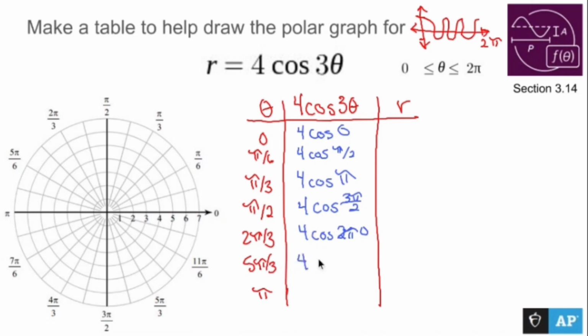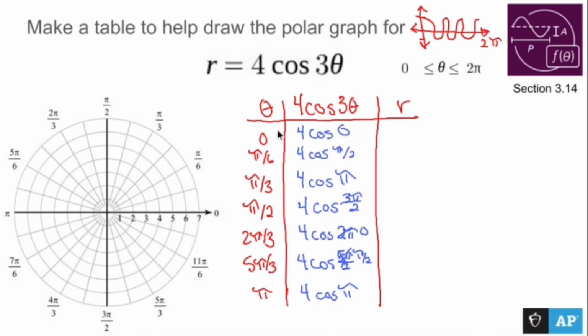4 cos 5 times 3 is 15. So 15 pi over 3 is 5 pi over 2. Well, hold on, that's beyond 2 pi. So this is just going to be pi over 2 if I were to subtract. So now we definitely see what's going on. That's the same as pi over 2. This next one is going to be the same as pi, because it would be 3 pi minus pi. So now we're repeating.